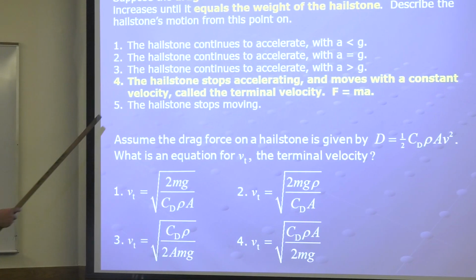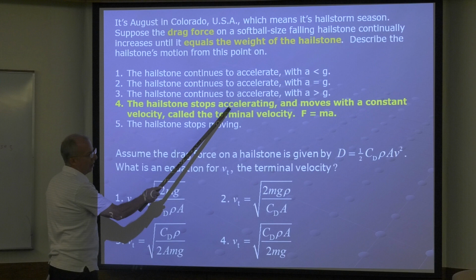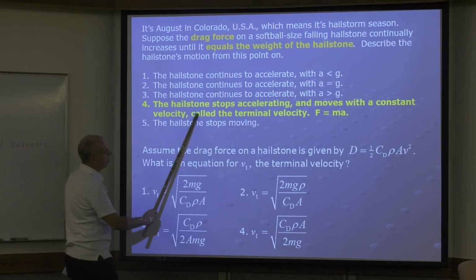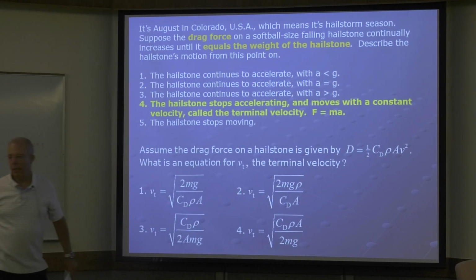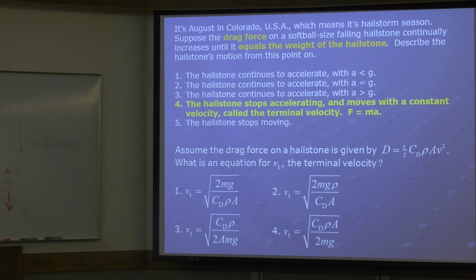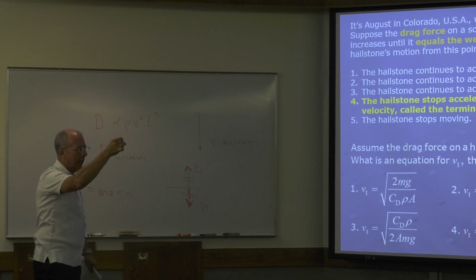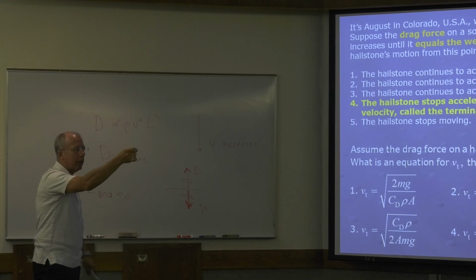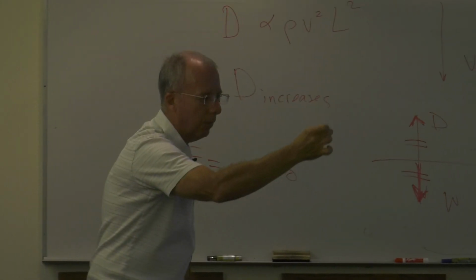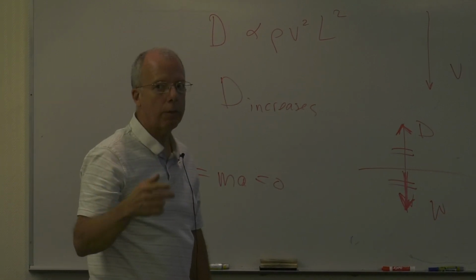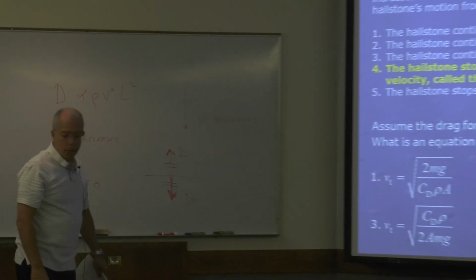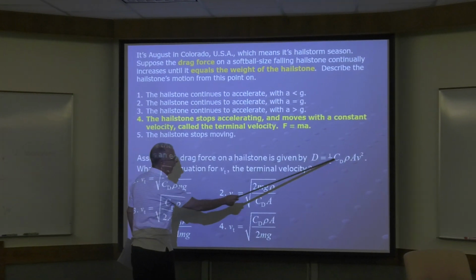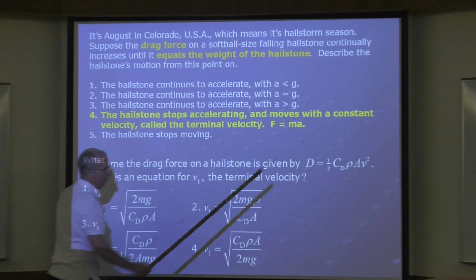So there you go. The hailstone stops accelerating because the net force is 0, and it moves with a constant velocity. Now that constant velocity is called the terminal velocity, okay? So you drop something, it goes faster, faster, faster. But what we're saying is at one particular moment, the drag equals the weight. So that velocity right then, which stays constant for the rest of the fall, is called the terminal velocity. Okay, so this is the equation for the drag on a hailstone. Look it up in the book if you don't believe me, all right?